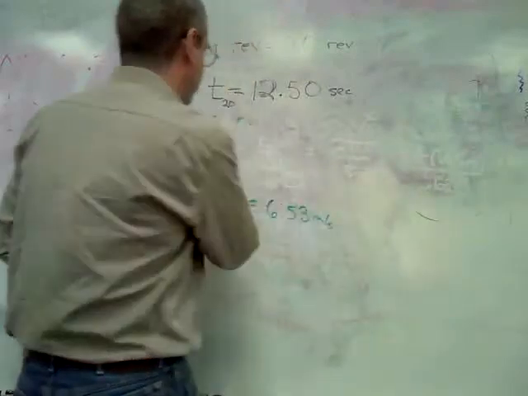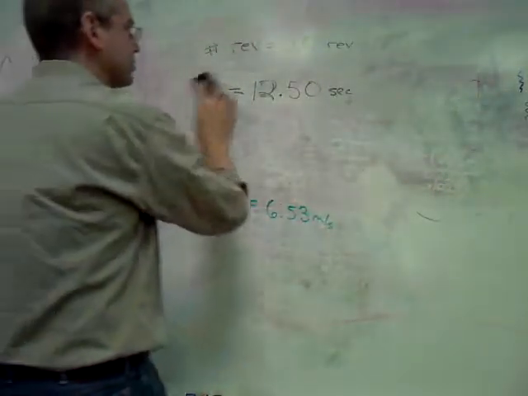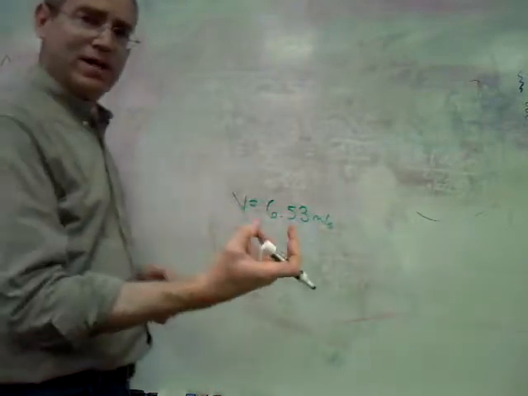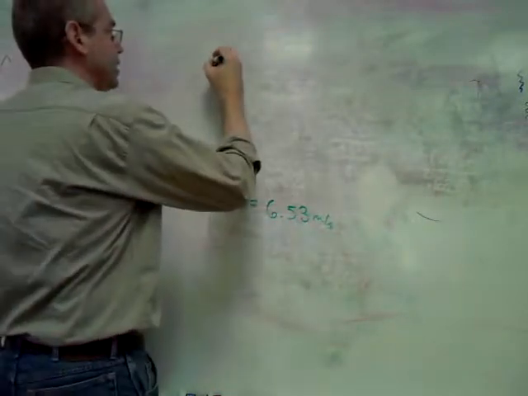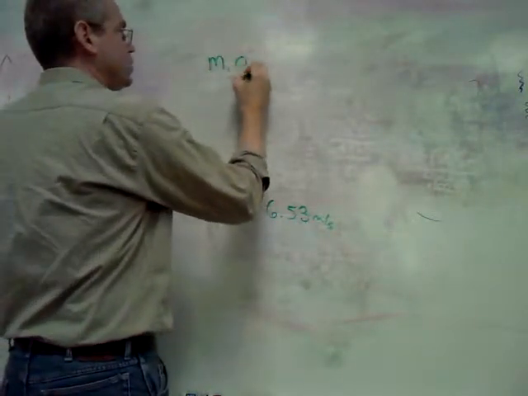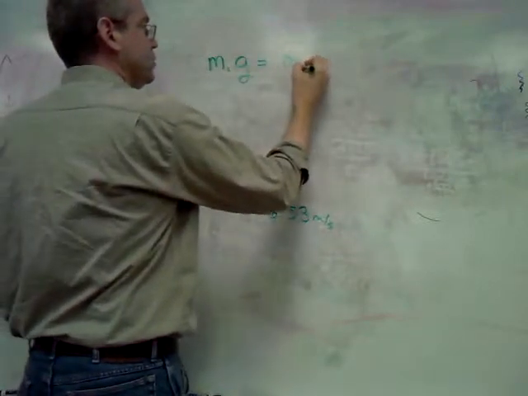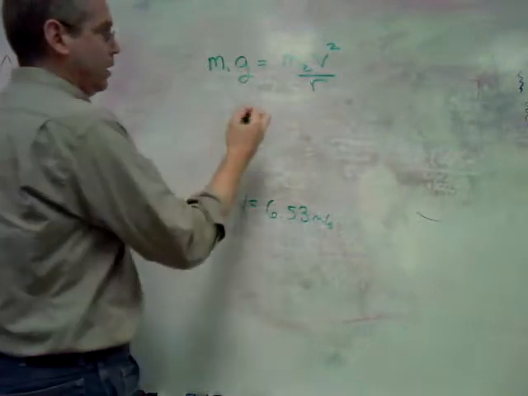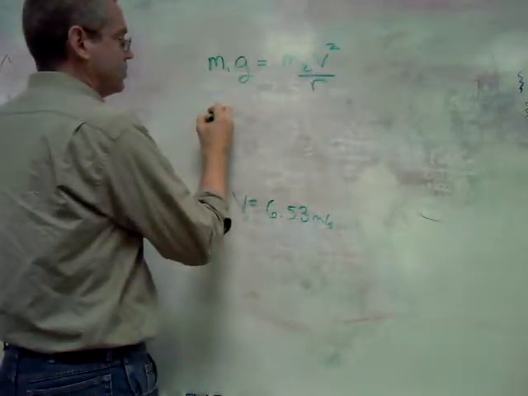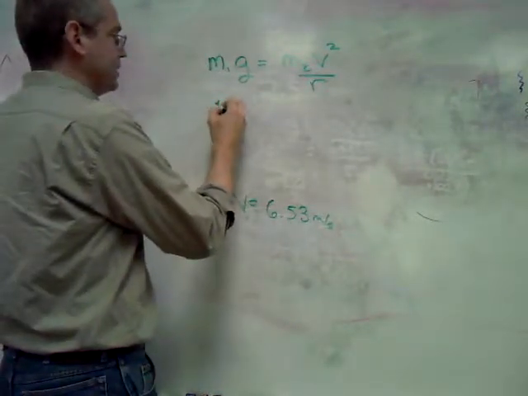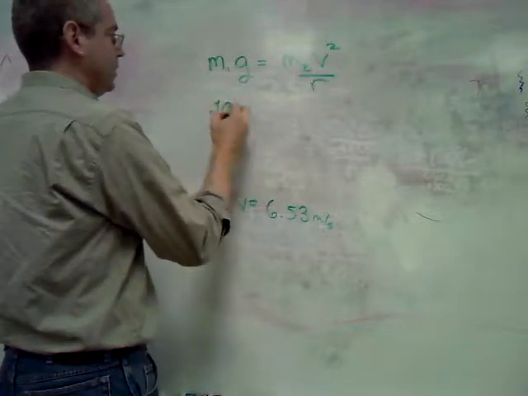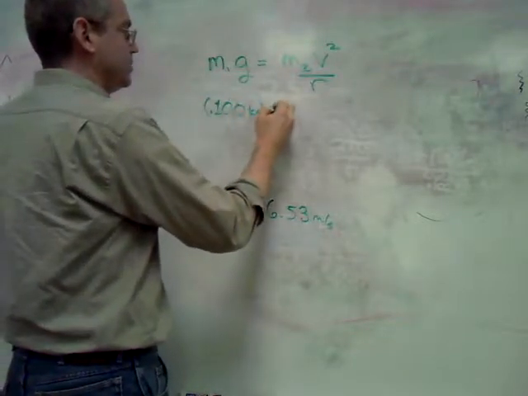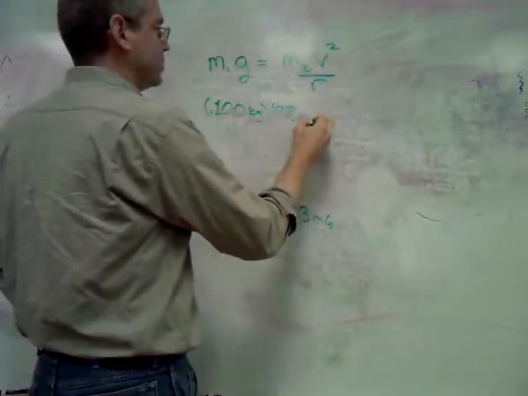Let me get some room here. So I have my speed. I know the weight of what's hanging off the end. I know that m1g is equal to m2v squared over r. And so it was a 100 gram mass at the bottom. So 0.1 kilograms times 9.8 meters per second squared.